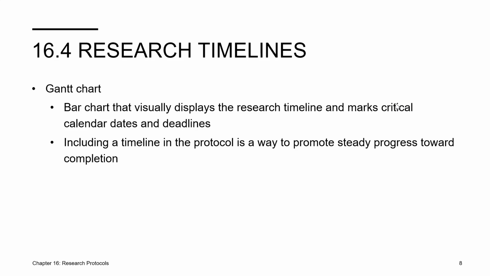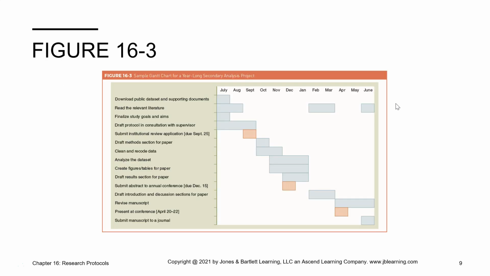So one thing that you can do to set up a research timeline is to set up a Gantt chart. This is a bar chart that visibly displays a research timeline, and marks critical calendar dates and deadlines. If you include one in the protocol, it's a good way to promote steady progress towards completion. So figure 16.3 includes a sample Gantt chart for a year-long secondary analysis project. Here you can see it sets up the different tasks in the rows, and then our columns have the different months. So we're saying here that our study starts in July and it ends the following June.